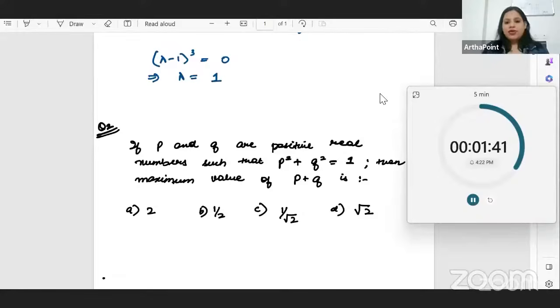P and Q are real numbers such that P square plus Q square is 1. What is the maximum value of P plus Q?